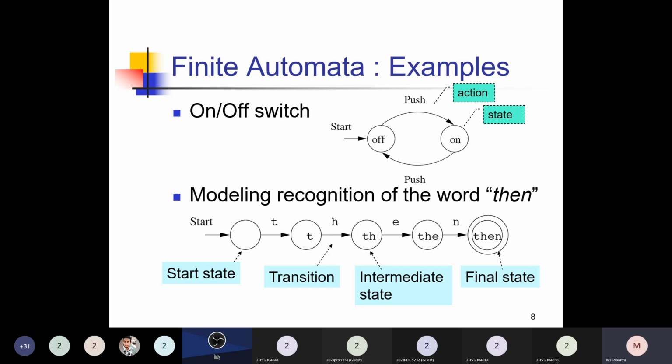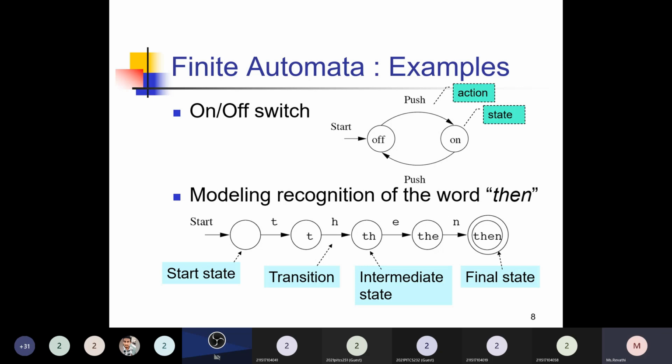See, this is the action here, and the circle is used to represent the state. Next, modeling recognition of the word then. In our higher level language or any high level language, we are using a set of keywords. Here, this is one simple model which recognizes the keyword then alone. See, in Python we are using the word then, which is nothing but a keyword. The circle is used to represent the state. Here, the initial state is one small arrow symbol followed by the circle, which is known as the start symbol or initial state.